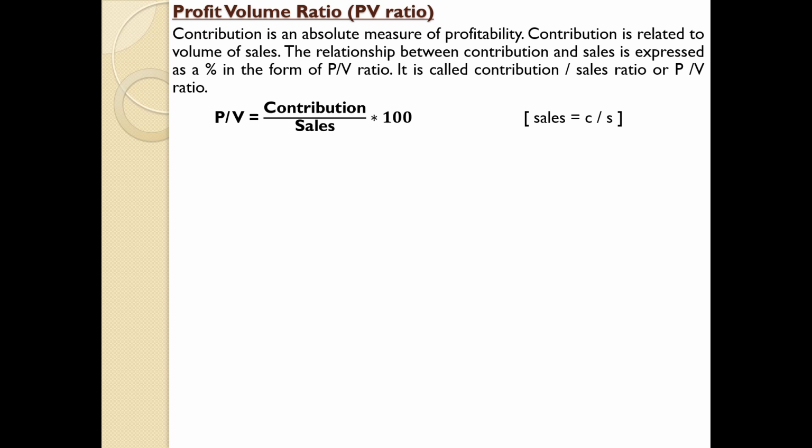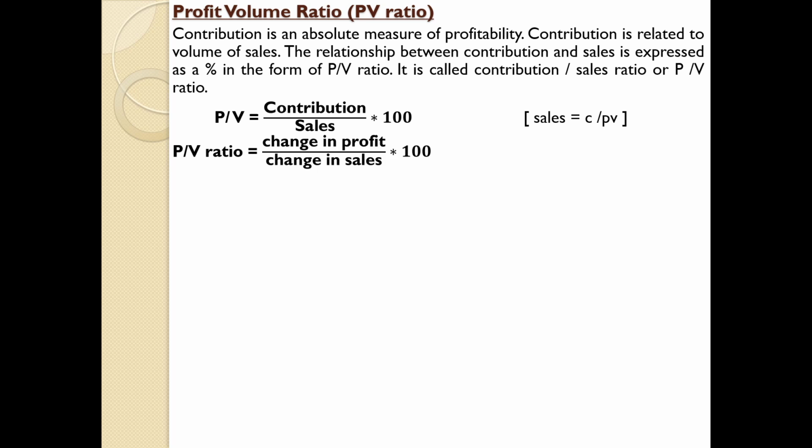So, the equation for finding out the profit volume ratio is contribution by sales into 100, and remember the equation: PV equal to contribution by sales into 100. This same equation can be used interchangeably depending upon the details given in the question. The same equation can be used like sales equal to contribution by PV. So, as I have mentioned earlier, equations are used interchangeably, and there are some equations that are related to PV ratio. There are a number of equations for finding PV ratio.